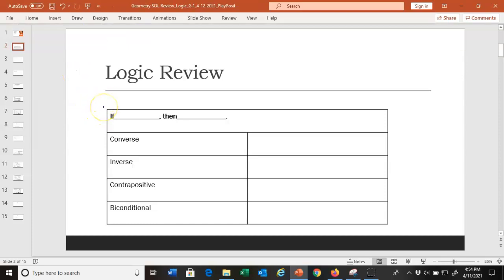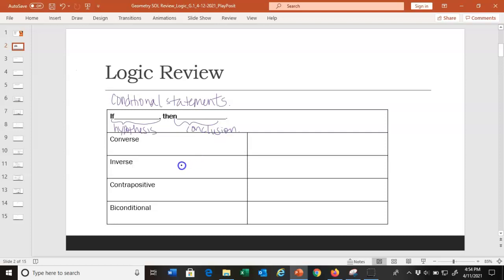So with logic, we dealt a lot with conditional statements. A conditional statement is one that's in the form of if and then. And each of these pieces, you might remember this from science class, has a name. So the first part, the if part, is the hypothesis. And the then part is the conclusion.